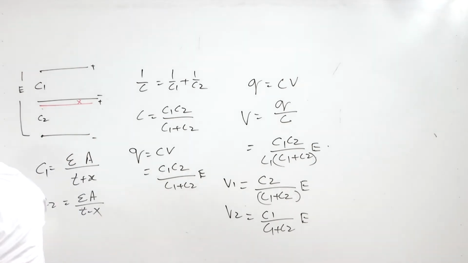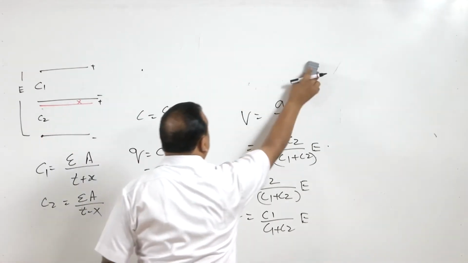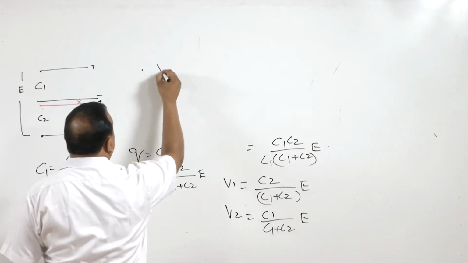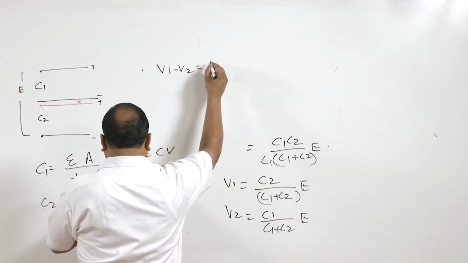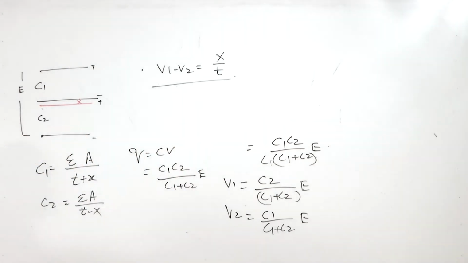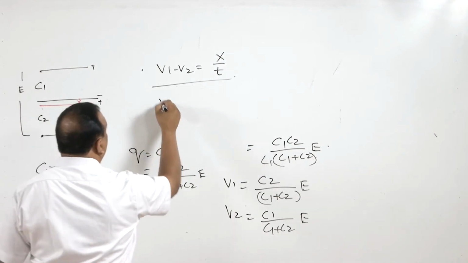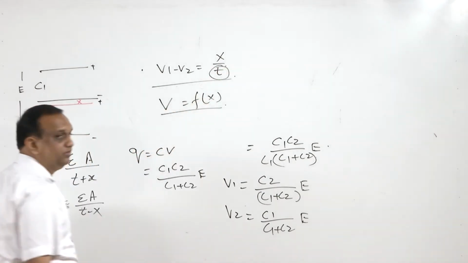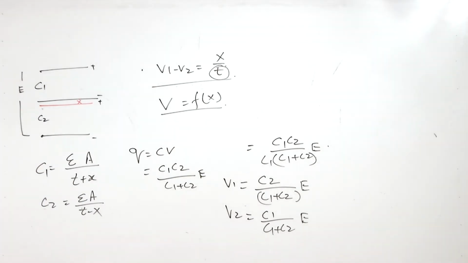we'll get the final expression, and we'll take the difference of V1 and V2. Then the final expression for V1 minus V2 is going to be X by T. So simply we can take V as a function of X because T is constant. So that is how we can use these capacitive transducers for distance measurement.